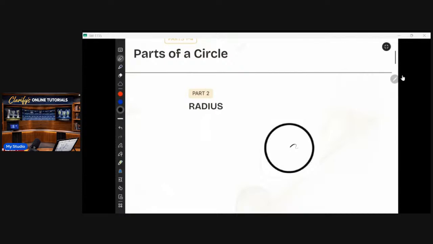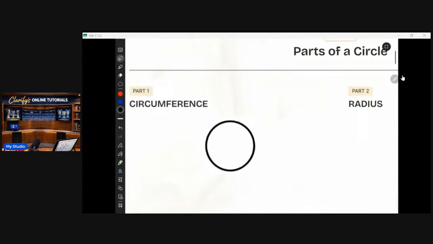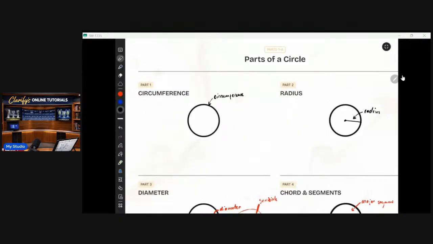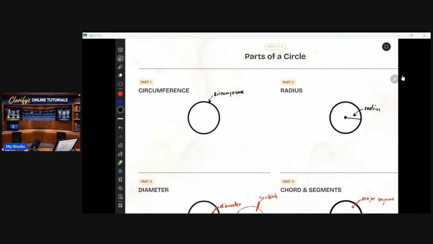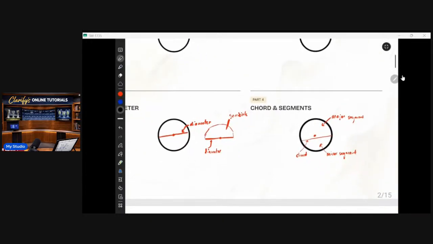This is called a radius. Then you have the last one, circumference, which is the distance outside. We call it circumference. So students, don't have a problem with any of the parts. The parts of a circle are not a problem for us. Circumference, we are fine. Radius starts at the center. It has to start at the center and go to the circumference.